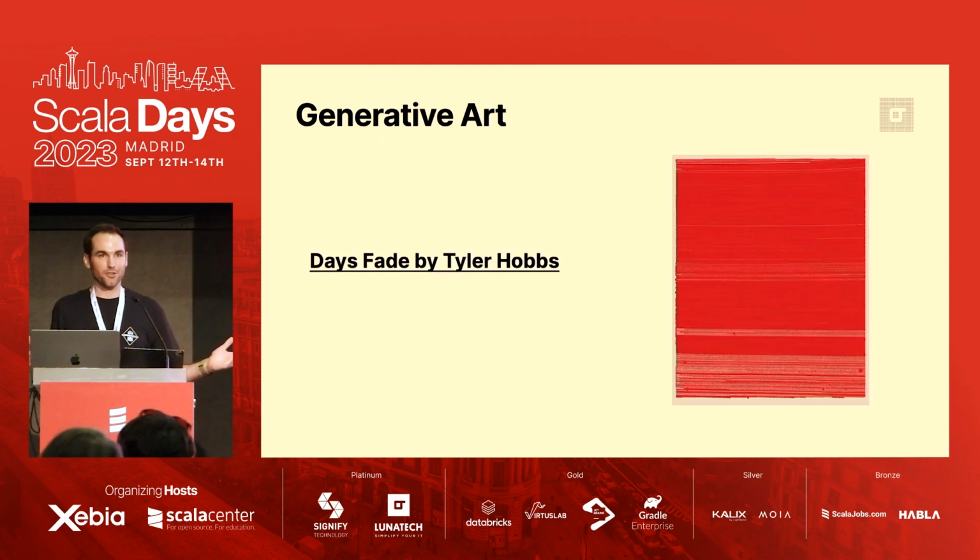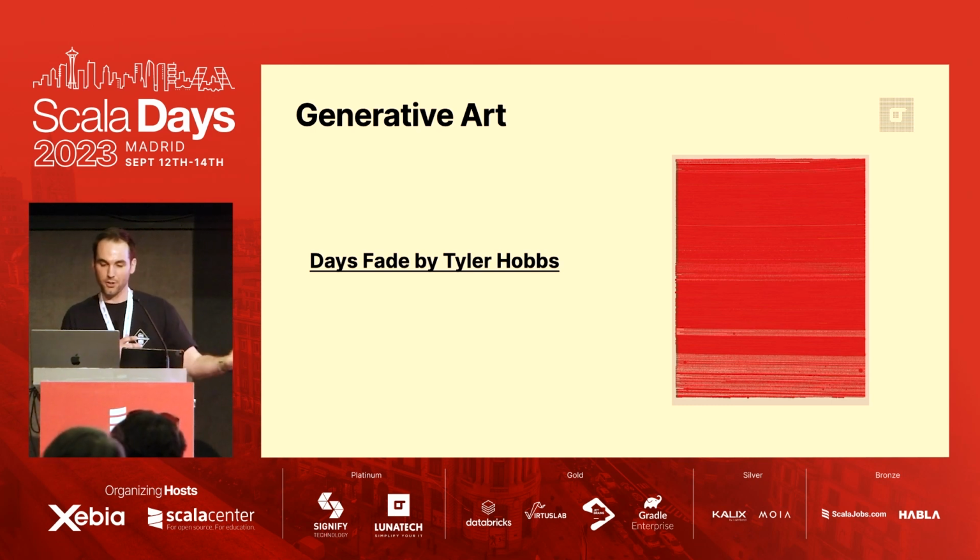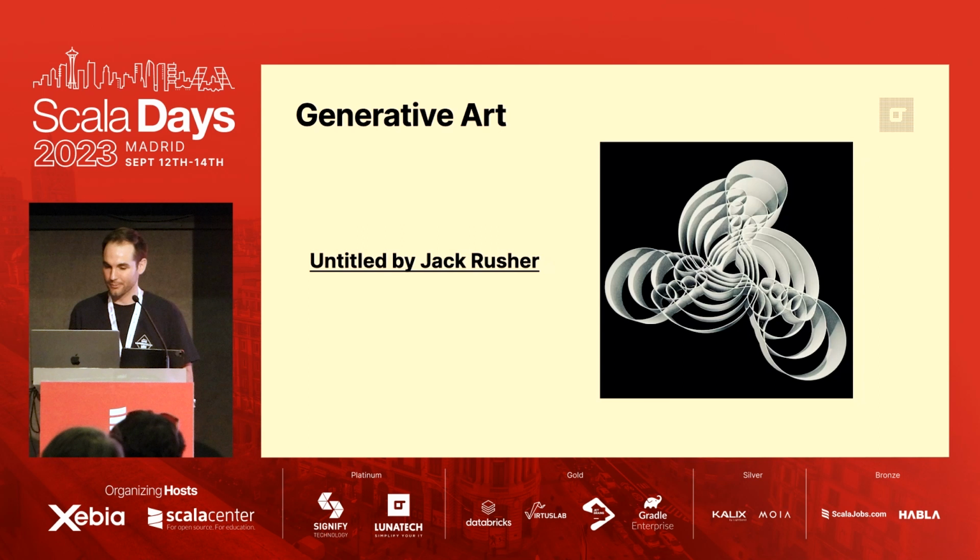So here are some examples in case you have no idea what I'm talking about when I say generative art. These are all generated manually, none of them with AI, and they all show a little bit different type of generative art. Here's a piece called Days Fade by Tyler Hobbs. Remember this name because I'll come back to it, and the whole example that we'll show today will actually be related to him.